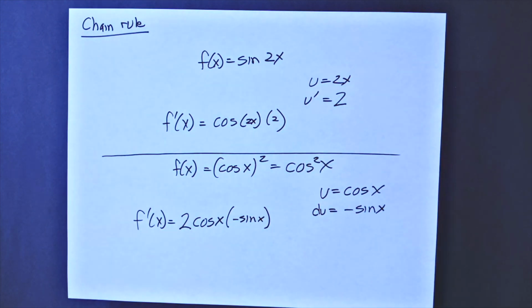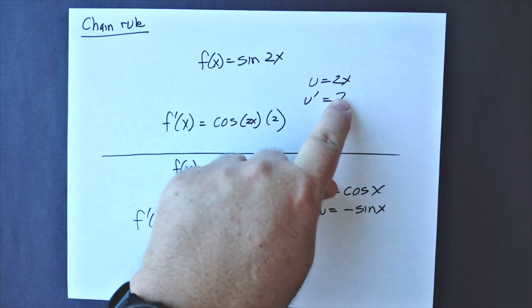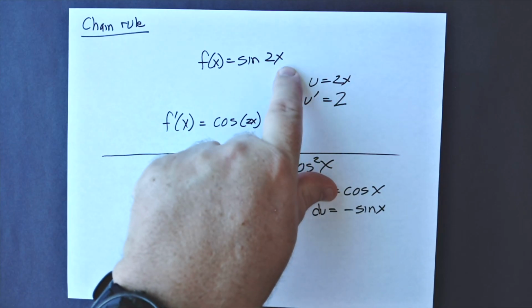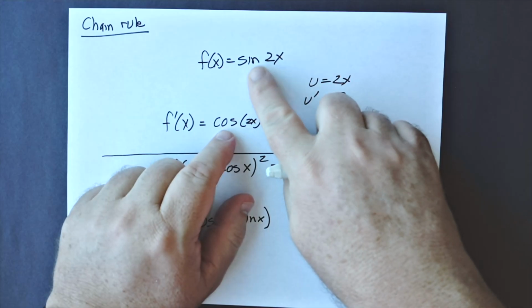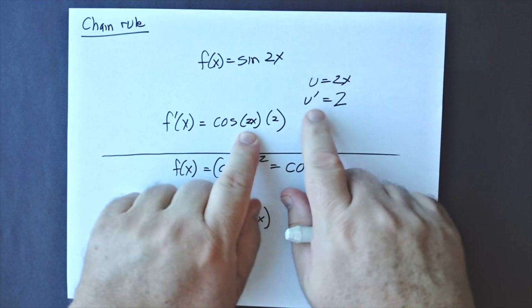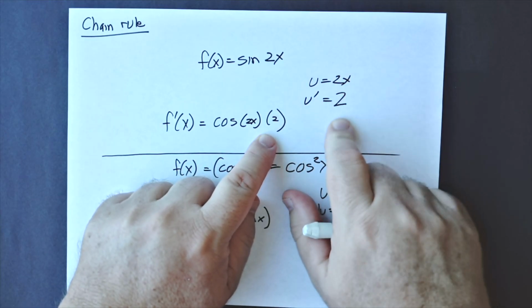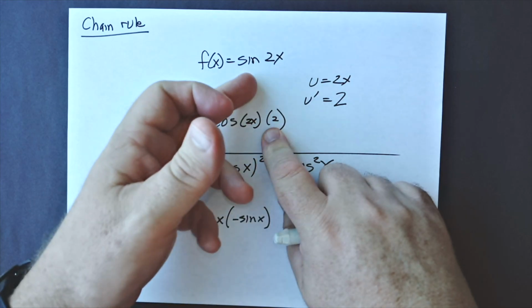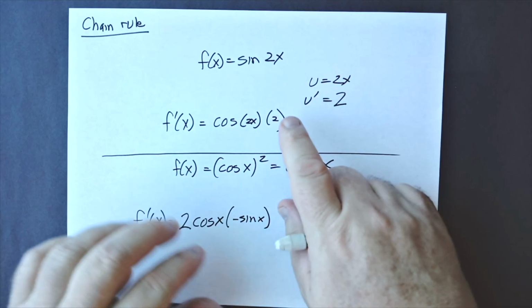So in this case, this chain rule, I'm going to substitute this with u. So this becomes the sine of u. And so then I'm going to say, well, what's the derivative of the sine of u? And that's the cosine of u right here. But then we have to add on that du, that u prime. And the derivative of this is 2. So the derivative of this is cosine of 2x times 2. That's one way of doing it.